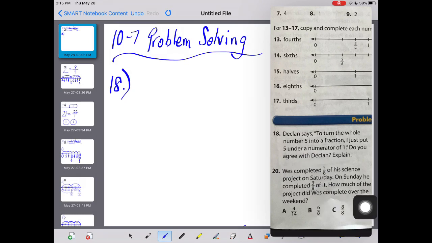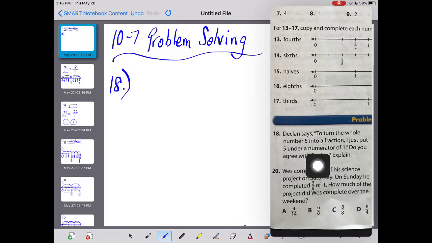To turn the whole number 5 into a fraction, I just put 5 under a numerator of 1. All right, so you're going to be thinking about whether you agree or not, and explain if he's correct or not and why. Why don't you pause this video to do some thinking about that, write something out. Or if you're not sure exactly how to approach this, then go ahead and don't pause this video and work right along with me. All right, welcome back.